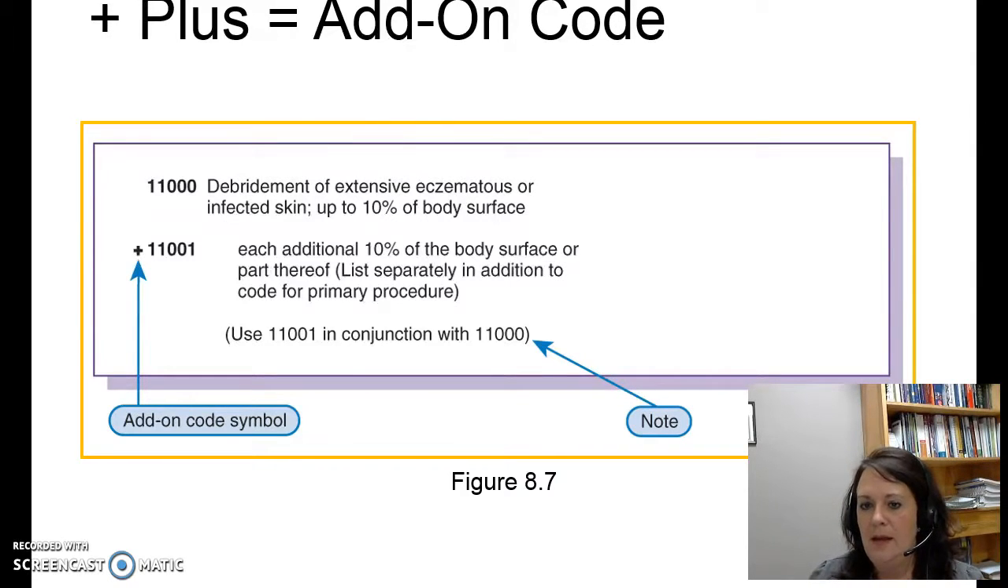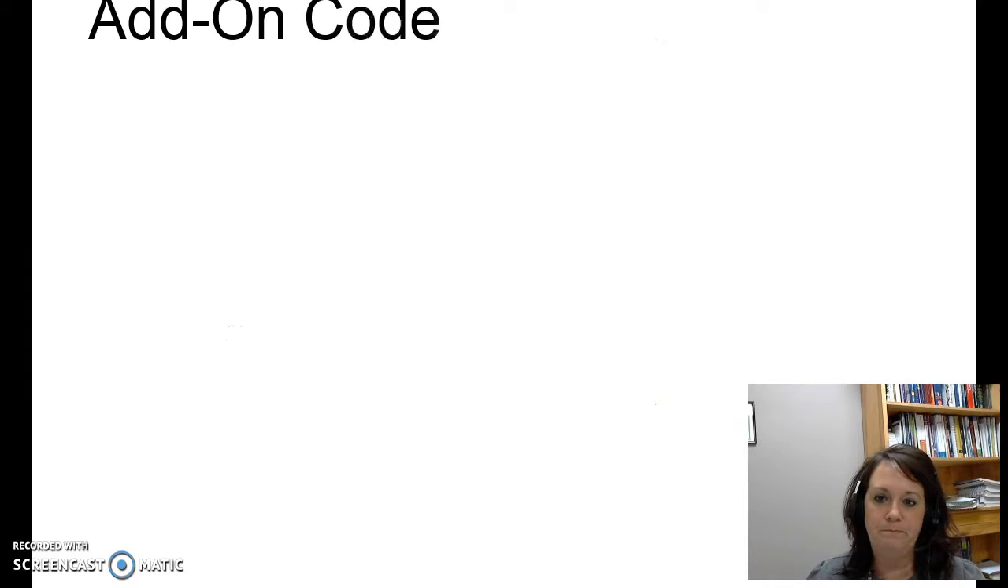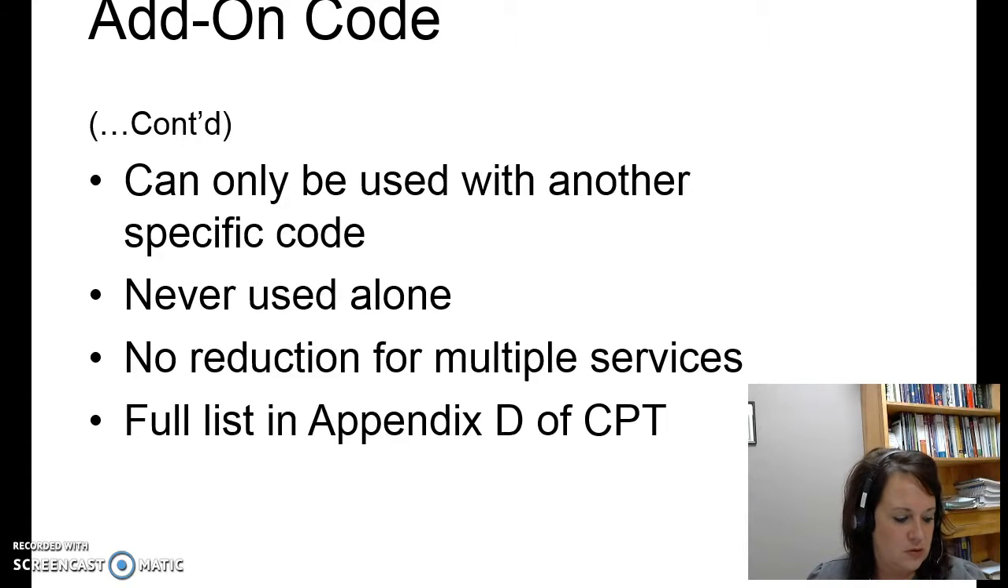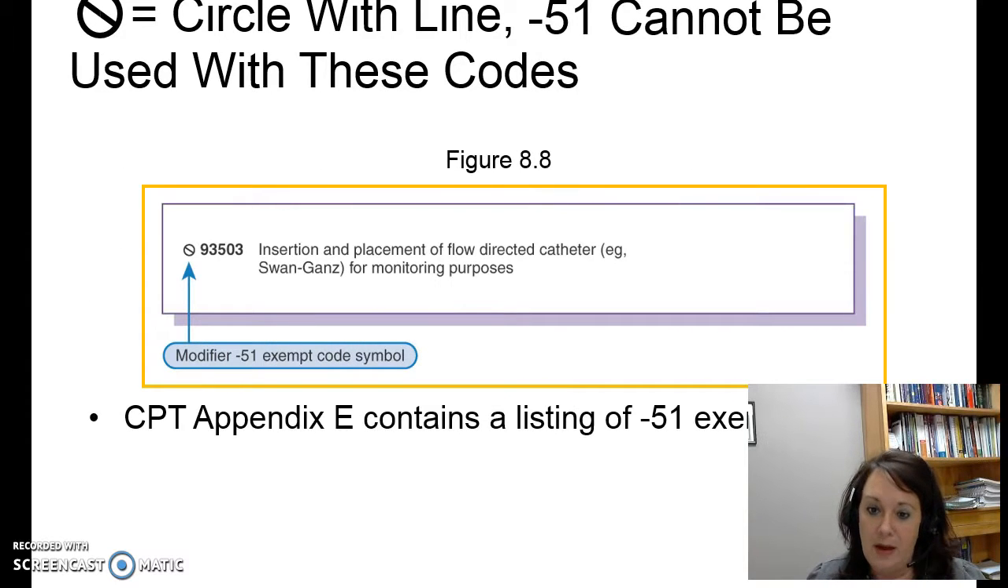The plus sign means it's an add-on code, and as you can see in the PowerPoint and also in your CPT code book, the plus sign will always come at the very beginning, before the code. It gives you further information. They always go along with another code. This slide says the same thing, some rules about those add-on codes with the plus sign. There's a full list of them in Appendix D. They can't be used alone; they are only used with another, more specific code. We'll get into those later in the modifier chapter.